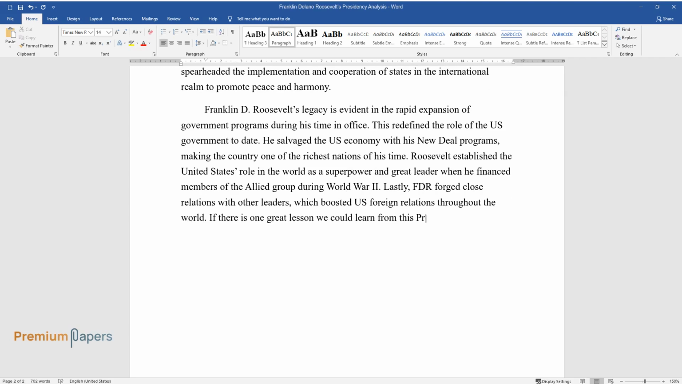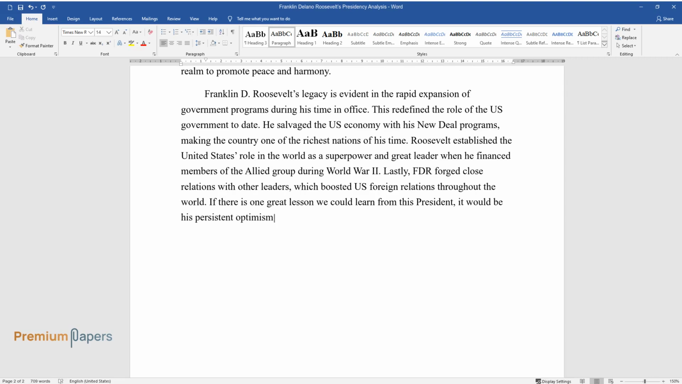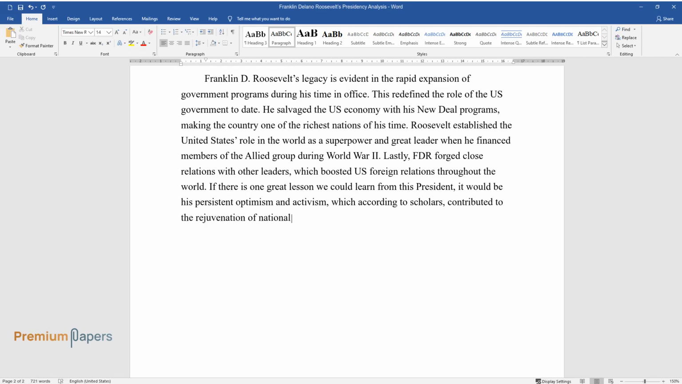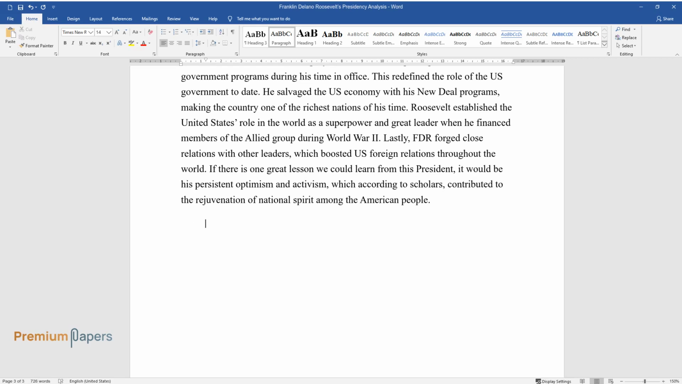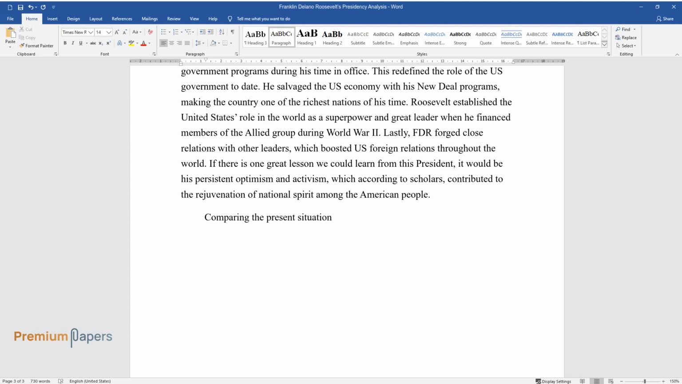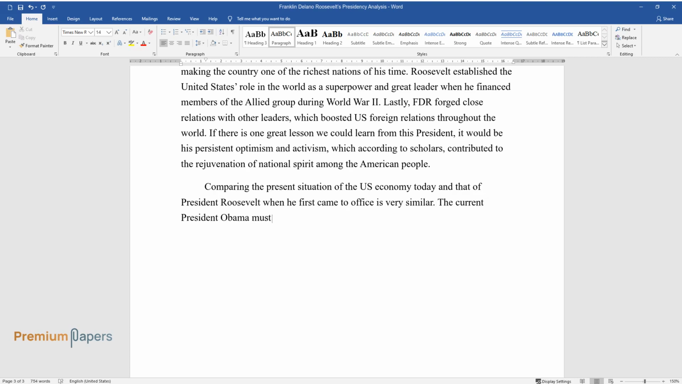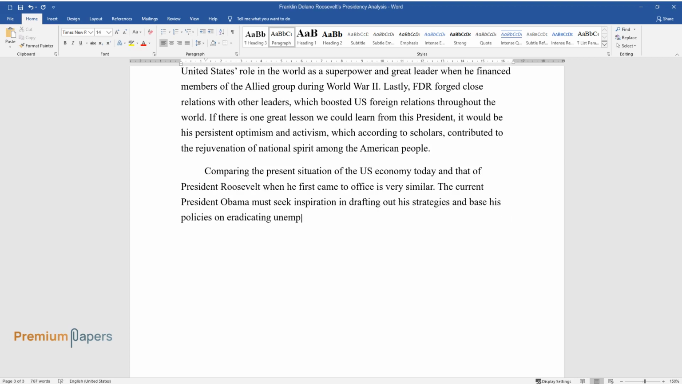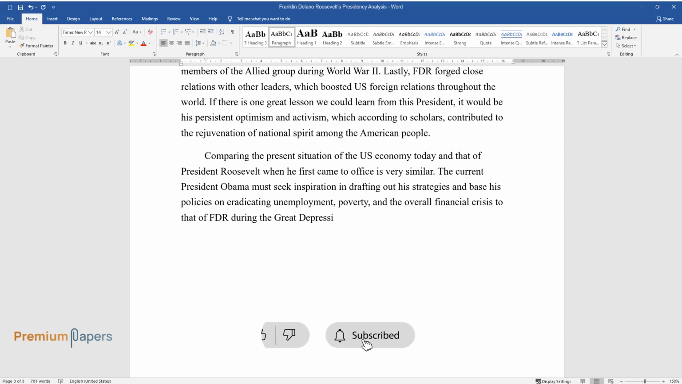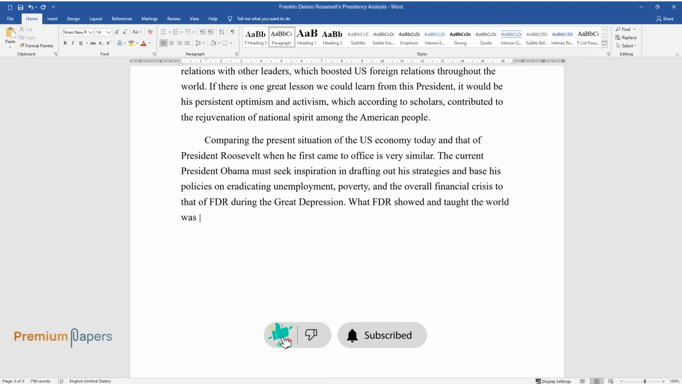If there is one great lesson we could learn from this president, it would be his persistent optimism and activism, which according to scholars, contributed to the rejuvenation of national spirit among the American people. Comparing the present situation of the U.S. economy today and that of President Roosevelt when he first came to office is very similar. The current President Obama must seek inspiration in drafting his strategies and base his policies on eradicating unemployment, poverty, and the overall financial crisis on that of FDR during the Great Depression. What FDR showed and taught the world was that anything is possible even in the worst given situation.